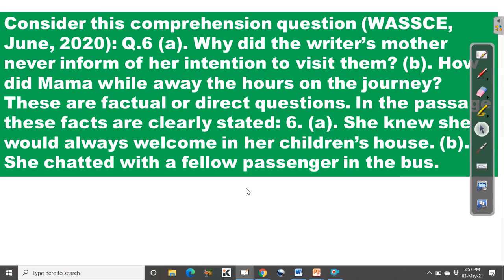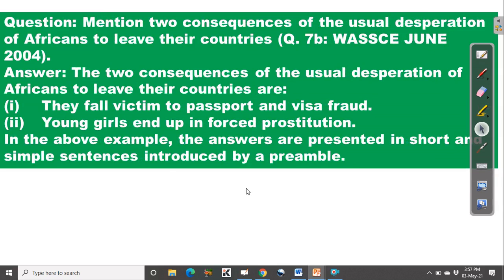All right. So let's now go a little bit further. Now, let's look at some other questions. This one now is taken from West African Senior School Certificate Examination of June 2004. All right. And the question is, mention two consequences of the usual desperation of Africans to leave their country. So if you read the passage, you will discover that it is about Africans being desperate to leave their countries and travel abroad. All right.